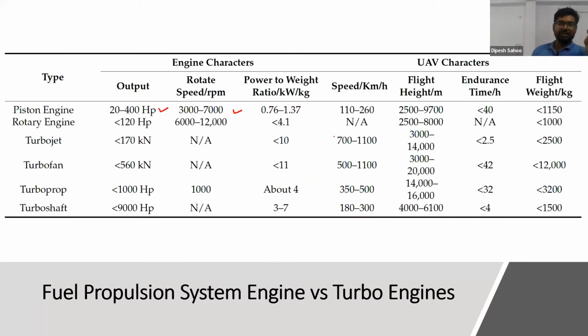Piston engines and rotary engines have an RPM of nearly 3000 to 7000, and 6000 to 12,000. Power to weight ratio is 0.76 to 1.37, a very good power to weight ratio. These are piston engines, generally used to rotate using mechanical links, or using generators to run the motors.